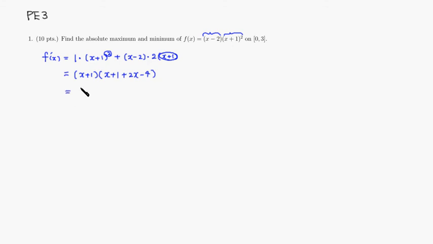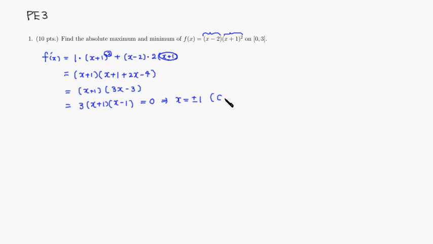Then you get quantity (x + 1) is still there. Then this is going to be 3x - 3. So you can actually pull out 3 from the second factor: (x + 1) and factor out 3, (x - 1). If you set that equal to 0, we can find the critical numbers, which are x equals plus or minus 1.